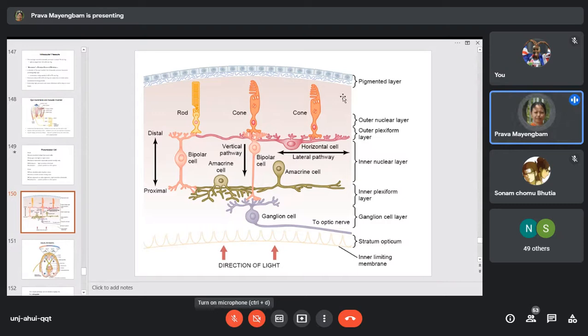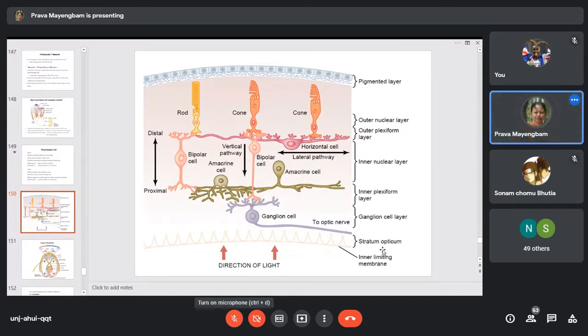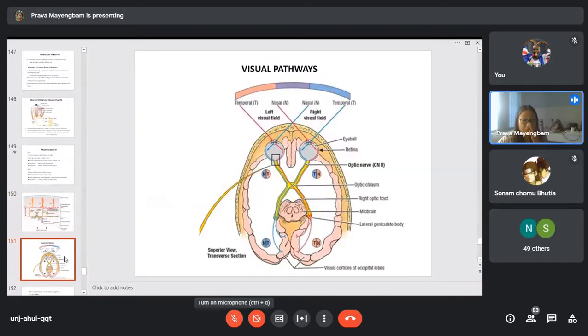So this is about the histology, which you might have studied, but here I just want to show that the rods and the cones are present in a mixed, intermingling form. Then the next point is the visual pathways, or what we understand by the visual pathways.